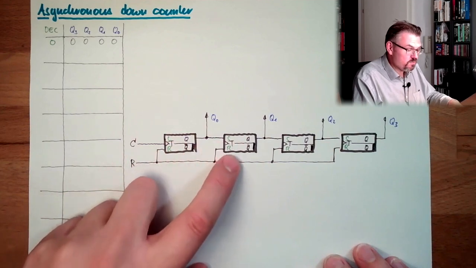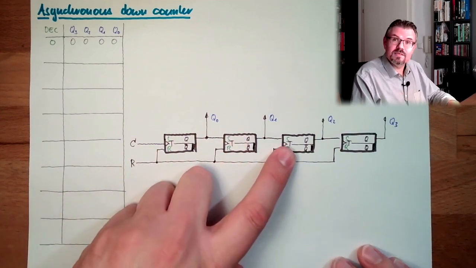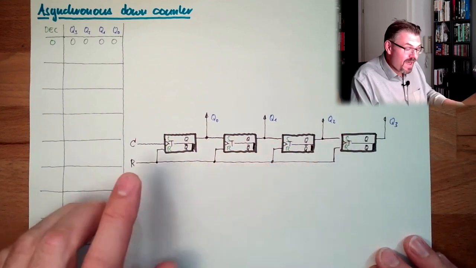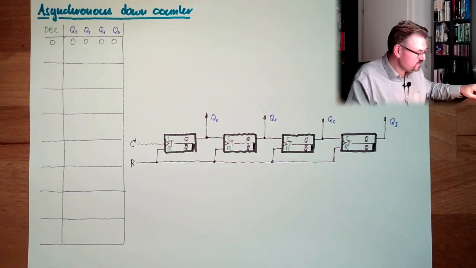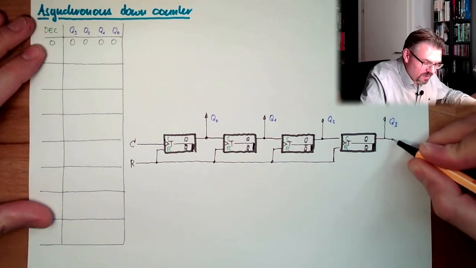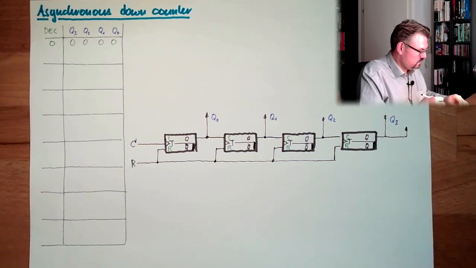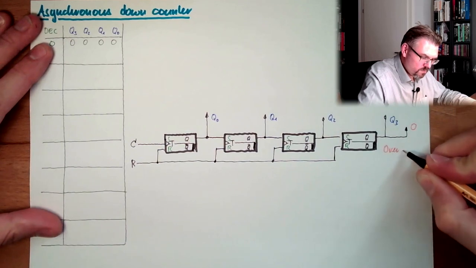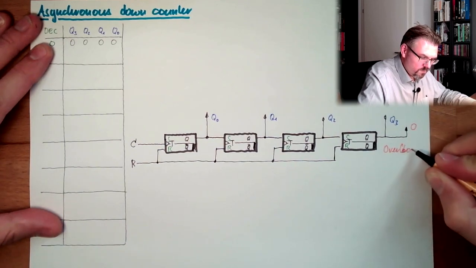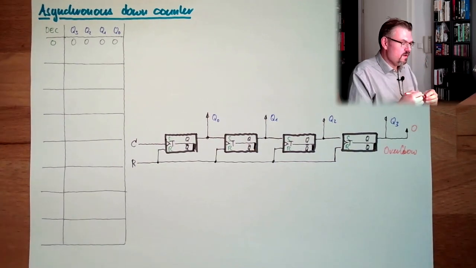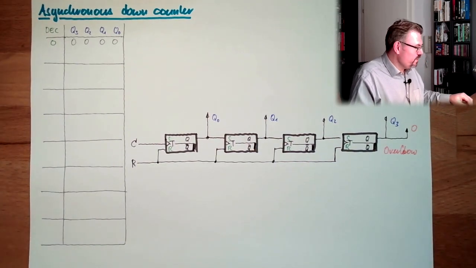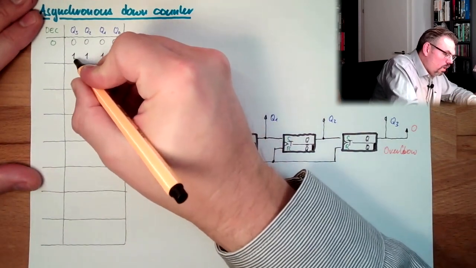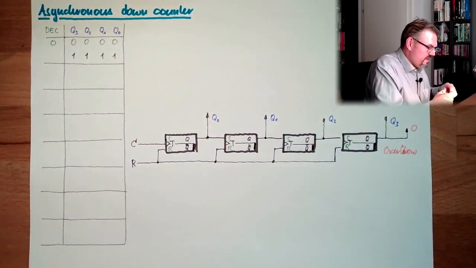First rising edge here, we will switch upwards. We have here a rising edge, we will switch upwards. Another rising edge, we will switch upwards. Another rising edge, we will switch. All flip-flops are switching. And here we would even have the overflow, the overflow line. So what actually is happening? We switch directly to 1, 1, 1, 1, which is decimal 15.